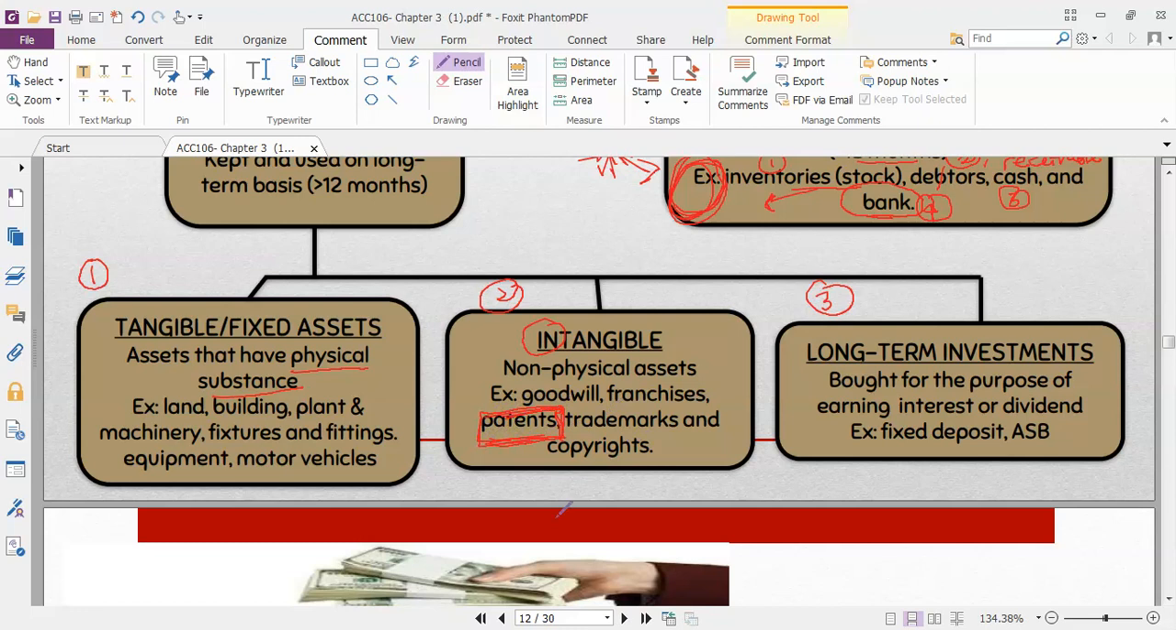So benda ni kita tak nampak tau, kita keluarkan duit saja. And then so we have that patent, so we have that copyright. So kita tak boleh nampak secara jelas aset tersebut. Tetapi kita dah keluarkan duit untuk mendapatkan aset tersebut. Okay. Can you differentiate between the two assets? Tangible and intangible? Is it clear, my dear? Regarding tangible and intangible? Boleh ke?